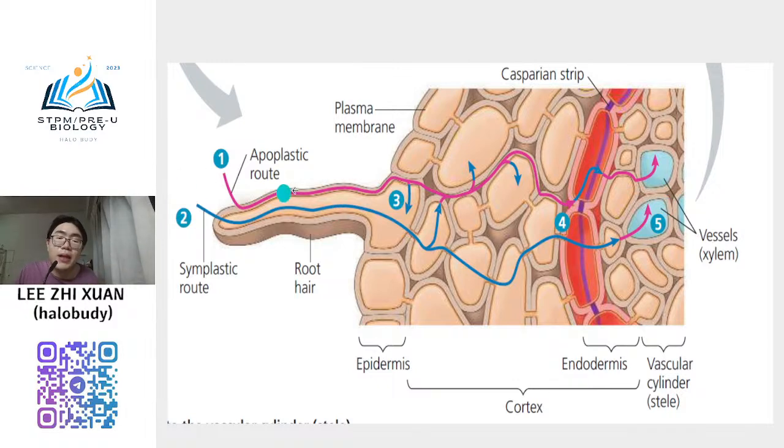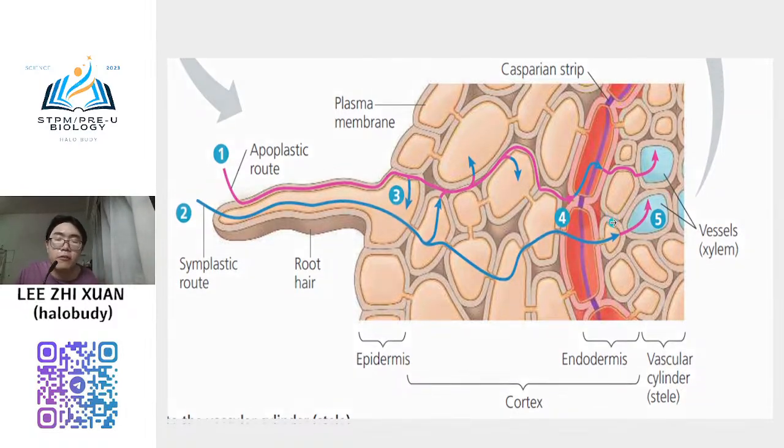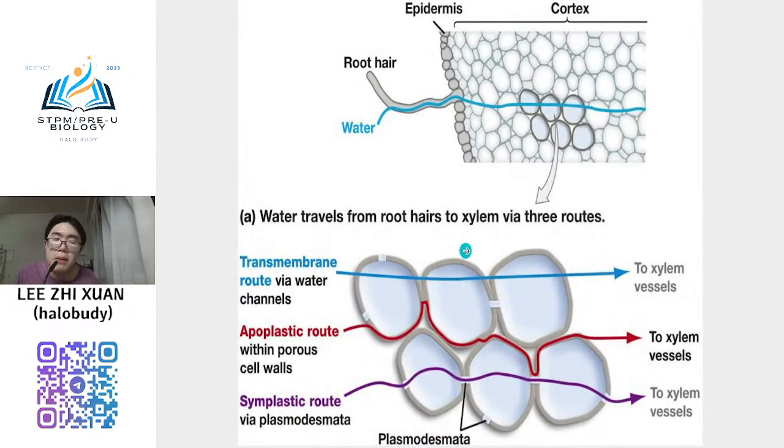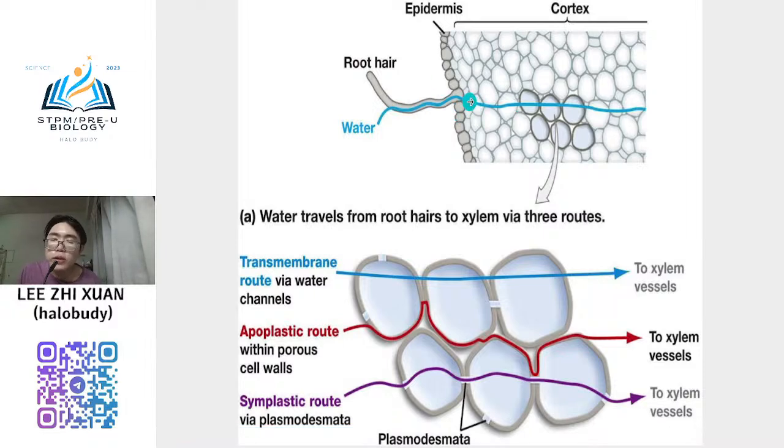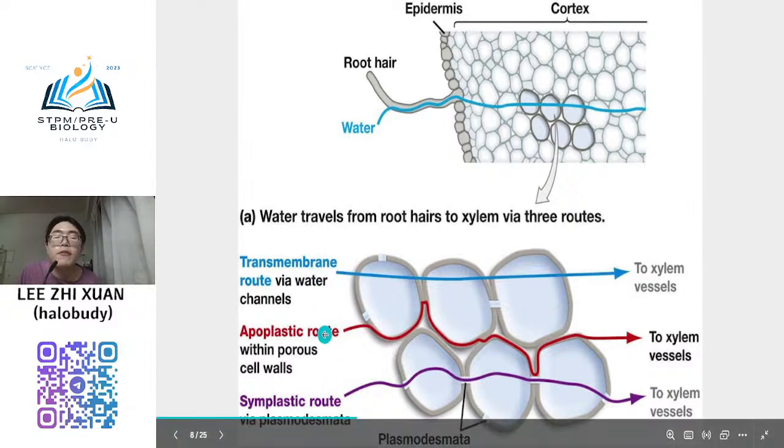You see this diagram, there are actually three main pathways. One is the transmembrane pathway, or in our syllabus we know it as the vacuolar pathway. Another one is the apoplast pathway, and the final one is the symplast pathway. So what are their differences? The main role is to transport water molecules from the root hair into the root xylem vessel. Through the cortex tissue layer, the water molecules can enter the xylem vessel through these three pathways, either one.